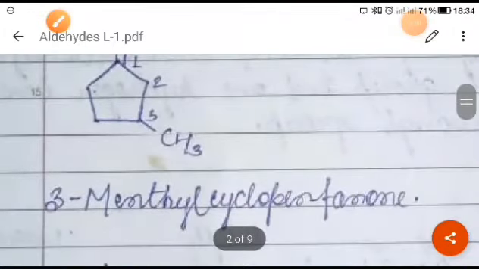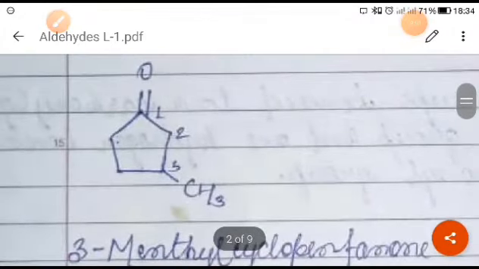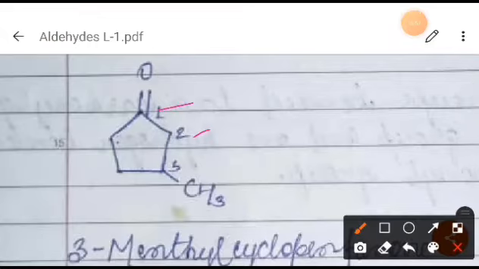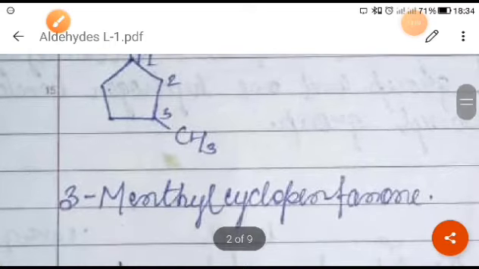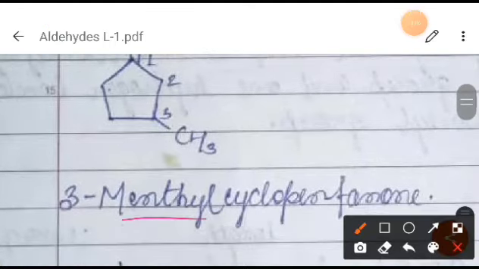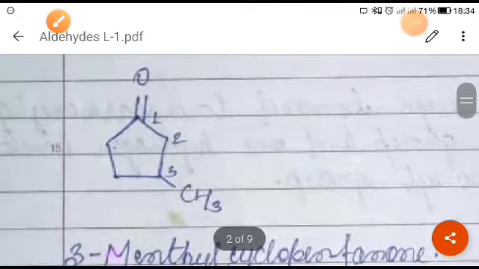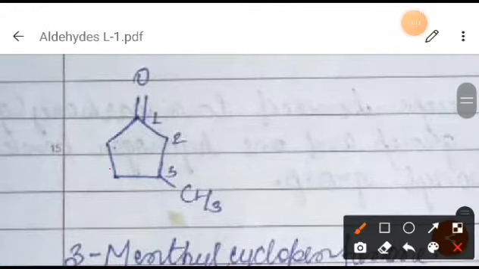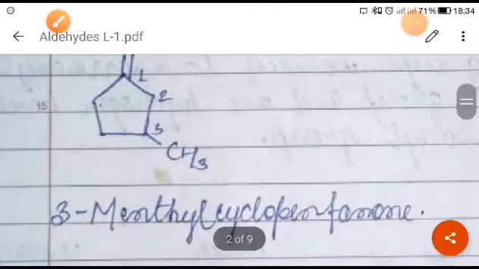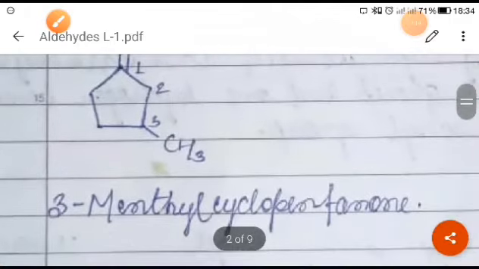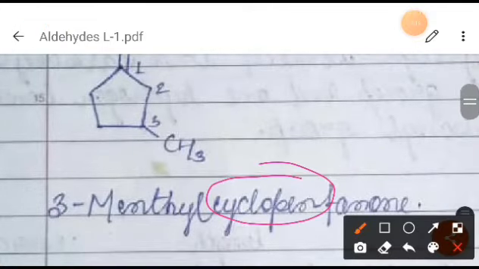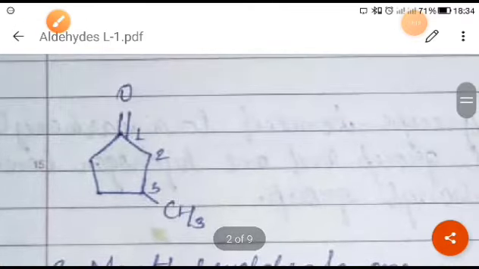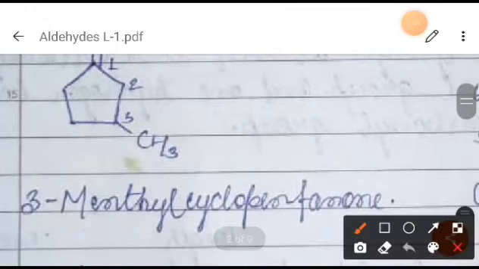Next, for this, how can we number it? As you can see, the numbering should be 1 2 3, right? So how can we write? In the third position a methyl group is here, so we will write 3-methyl, okay? And this is what? This is cyclopentane, right? 1 2 3 4 5 carbon means cyclopentane. And in the first position the one is there, so it has been written cyclopentanone, right?